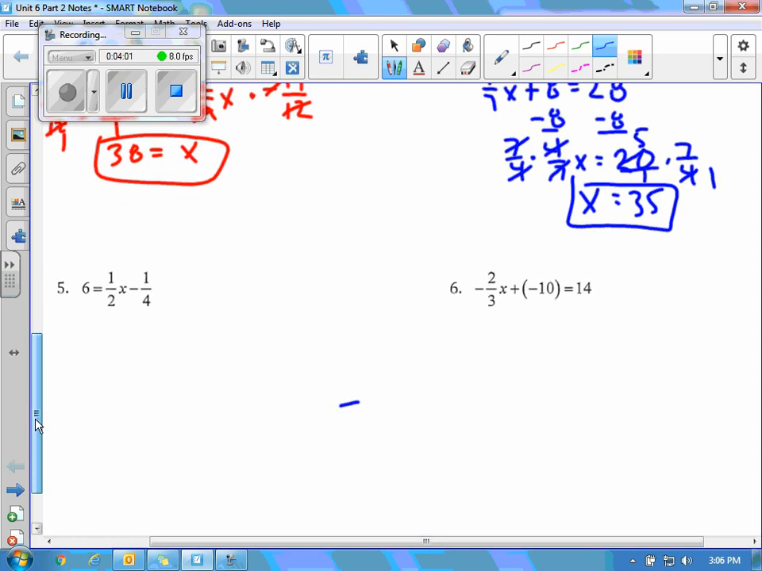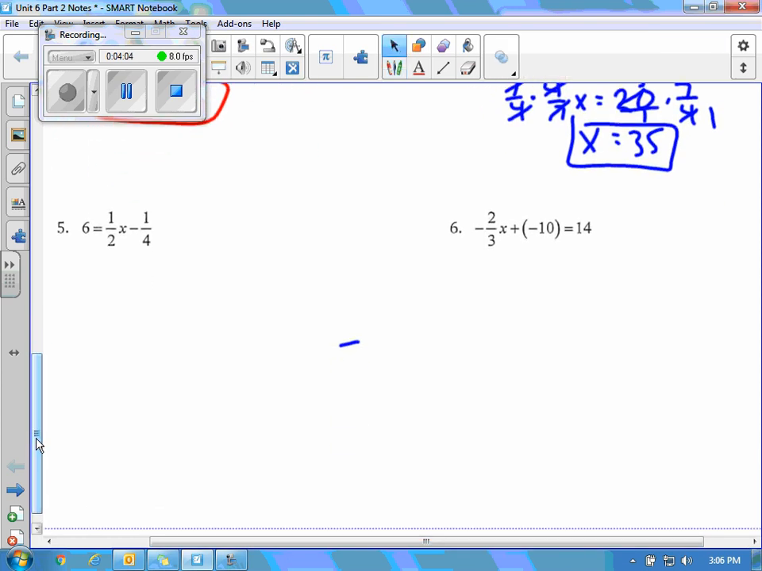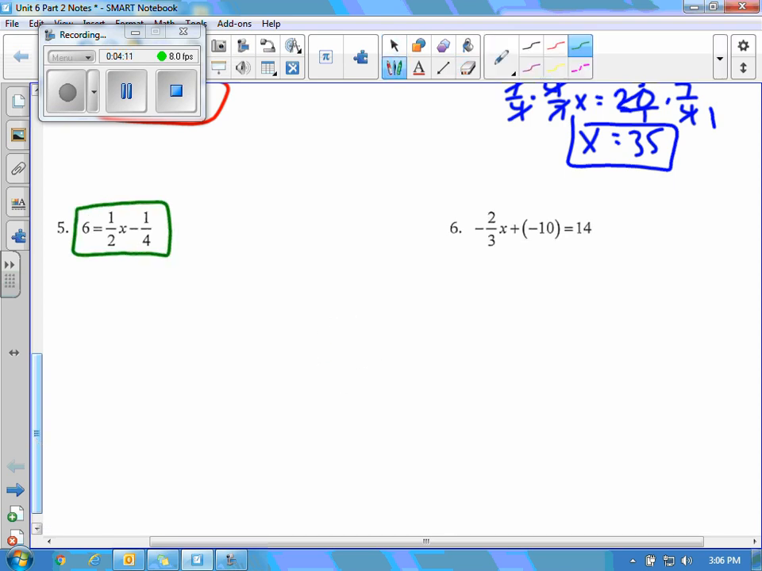Looking at number 5. Erase that mistake real quick. Again, I'm going to start by boxing and rewriting. So I have 6 equals 1 half x minus 1/4. I need to add or subtract first, then divide or multiply. So I have a minus 1/4, so I need to add 1/4 to both sides. Here's the tricky part though. I have a whole number and then I have a fraction. So that's going to give me 6 and 1/4 equals 1 half x.